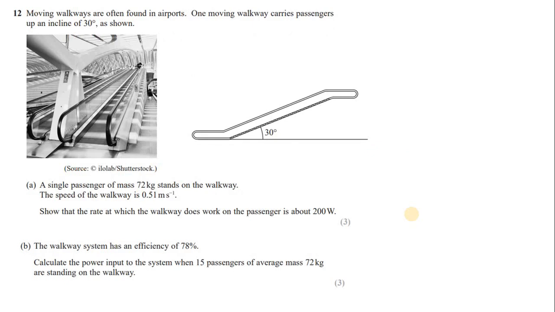Question number 12. Moving walkways are often found in airports. One moving walkway carries passengers up an incline of 30 degrees as shown. A single passenger of mass 72 kg stands on the walkway. The speed of the walkway is 0.51 m/s. Show that the rate at which the walkway does work on the passenger is about 200 watts.